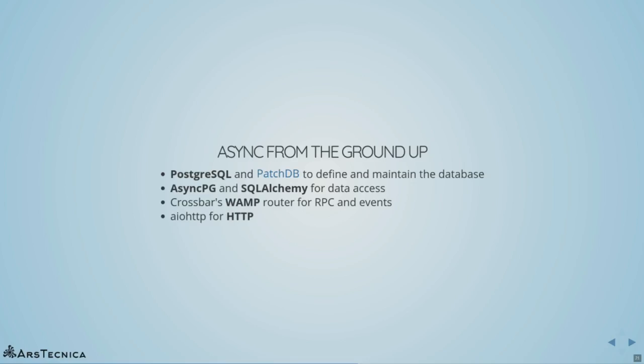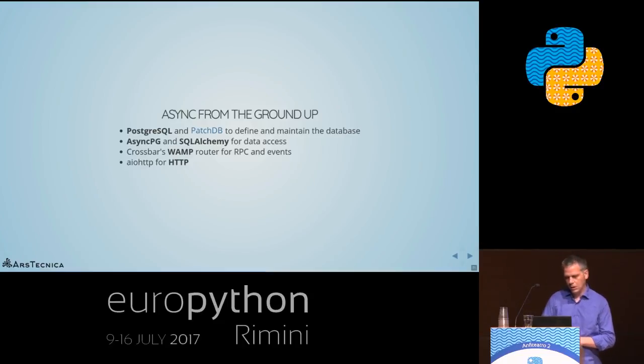So we developed this framework, Raccoon, with Postgres at the bottom level. All the framework has to be asynchronous, and so we chose AsyncPG to drive the data access to the database, and SQLAlchemy to construct the queries.